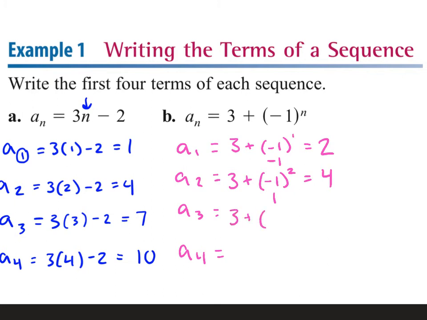So 3 plus negative 1 to the third power. What's negative 1 to the third power? Negative 1. What's 3 minus 1? 2. And then 3 plus negative 1 to the fourth power. Negative 1 to the fourth power is 1. And 3 plus 1? 4. So these are the first 4 terms in our sequence.